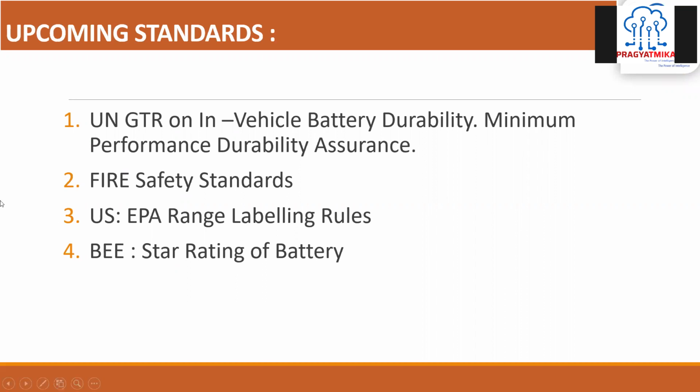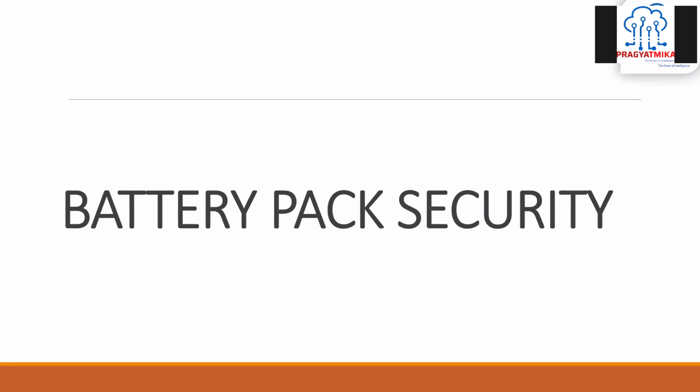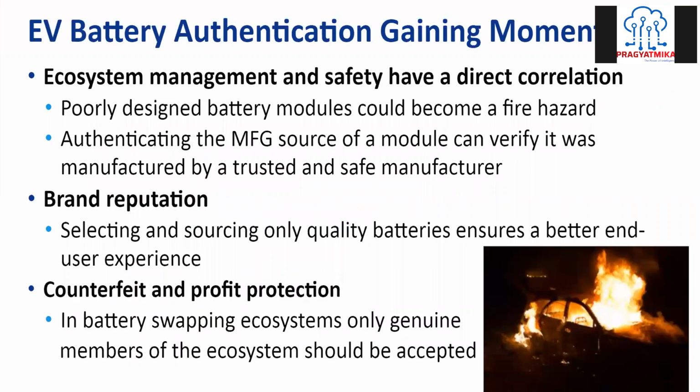So these are the new standards that will come within a year. Most of the things related to the UNGTR and fire safety will come this year. Related to the EPA and BIS, maybe it will take 2 years. So these are the standards related things.